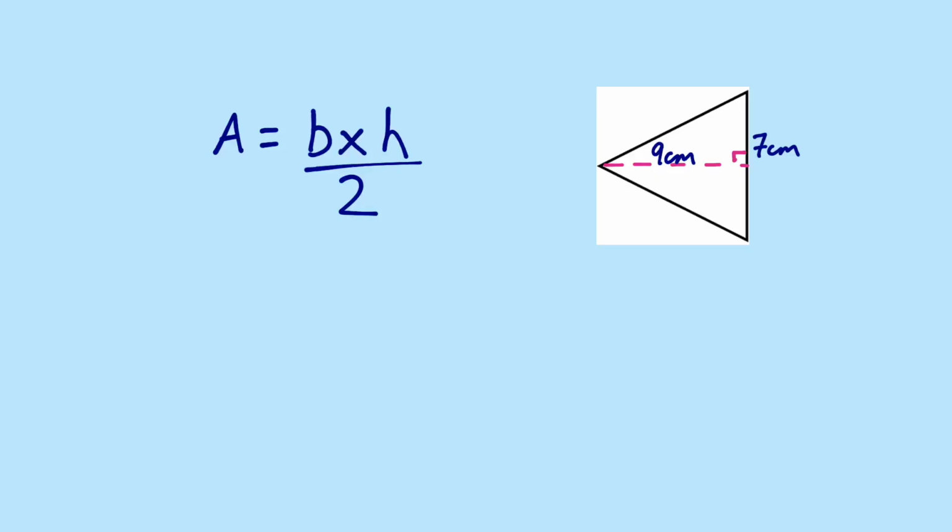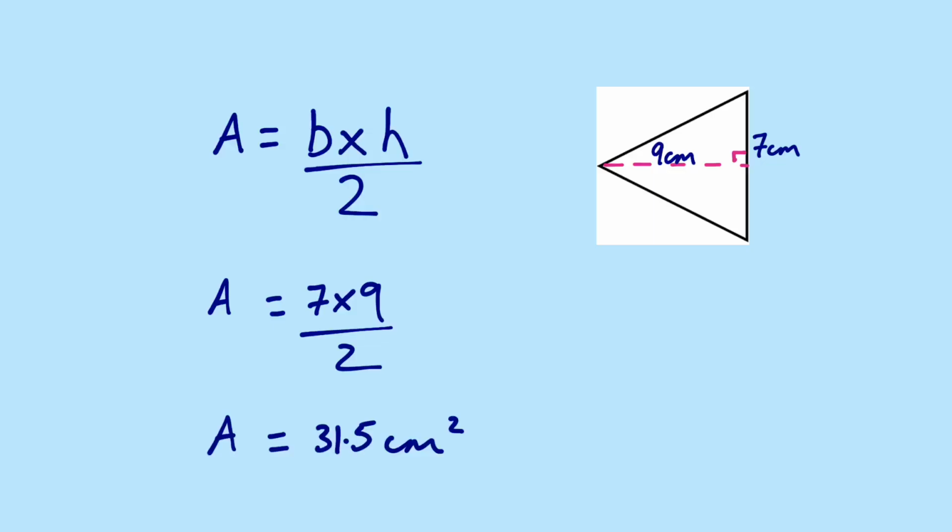Sometimes the diagrams are drawn differently. You can think of this diagram as a triangle drawn on its side. You have a perpendicular height of 9 centimeters to a base of 7 centimeters. So substituting those values into the formula, we will get a final answer of 31.5 centimeters squared.